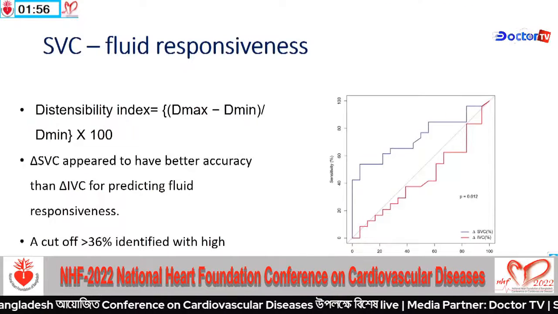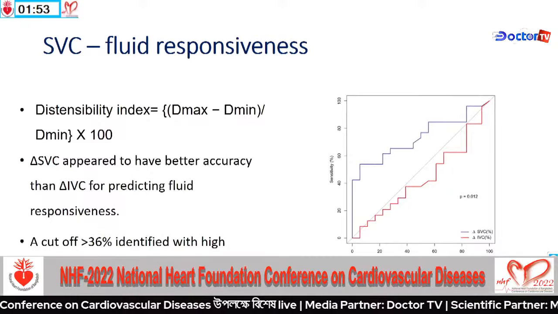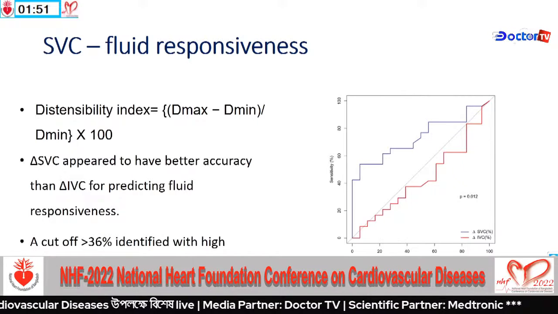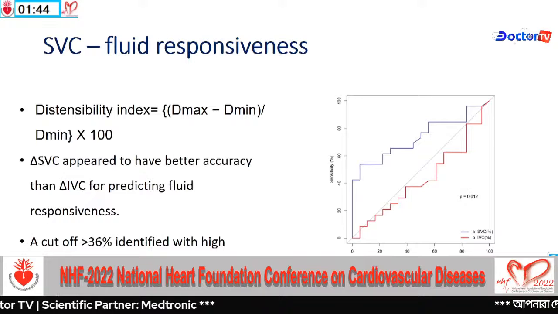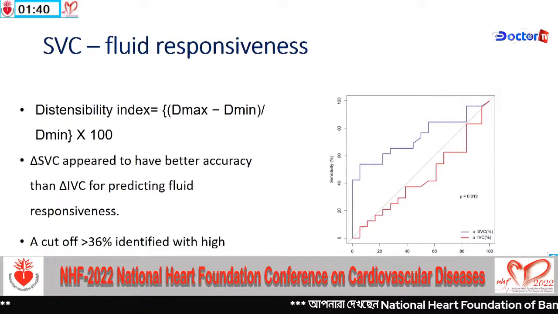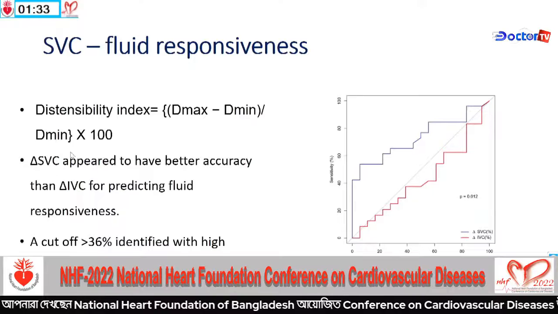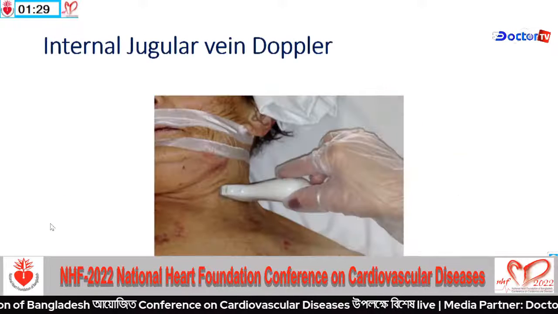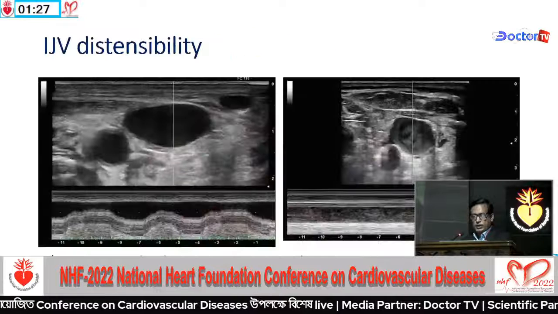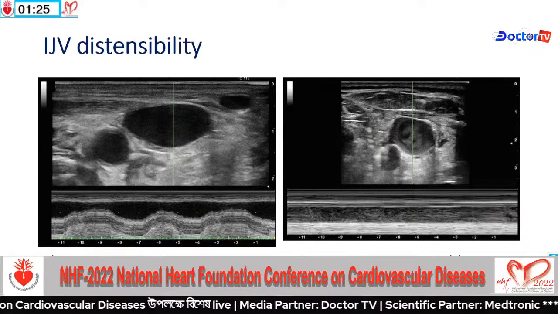Another important thing in case of acute emergency is fluid responsiveness. When a patient is in hypotension or shock, whether you will give extra fluid or not also depends on this SVC flow. There is a term known as distensibility. It is like the collapsibility, except that the denominator is the minimum diameter. And if this distensibility is more than 36%, you can tell that this patient will respond to fluid therapy.